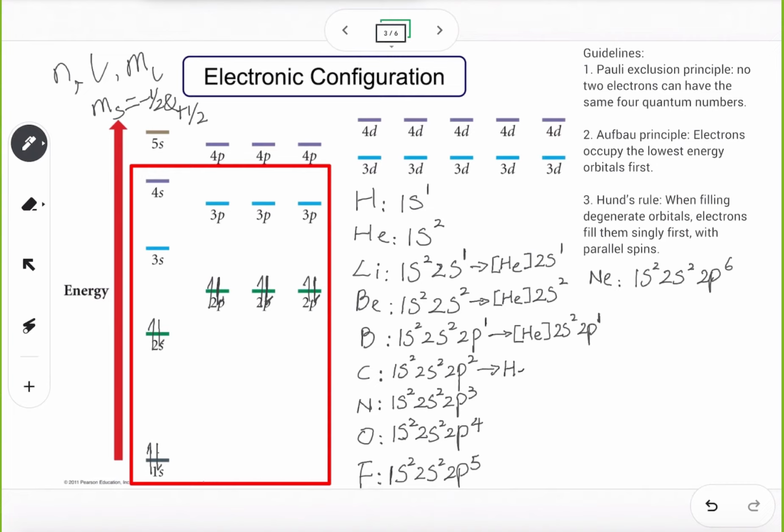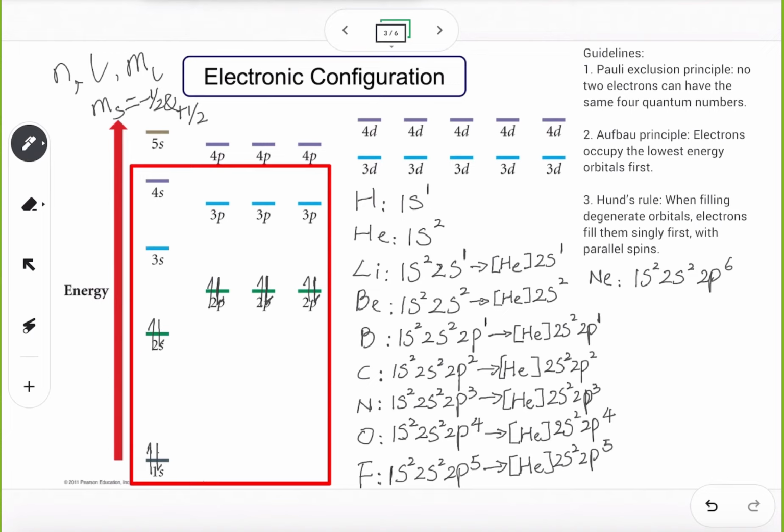Okay, and same thing for carbon. That's going to be helium bracket 2s2, 2p2. And for nitrogen, it's going to be helium 2s2, 2p3. Okay, for oxygen, it's going to be helium 2s2, 2p4. For fluorine, helium 2s2, 2p5.